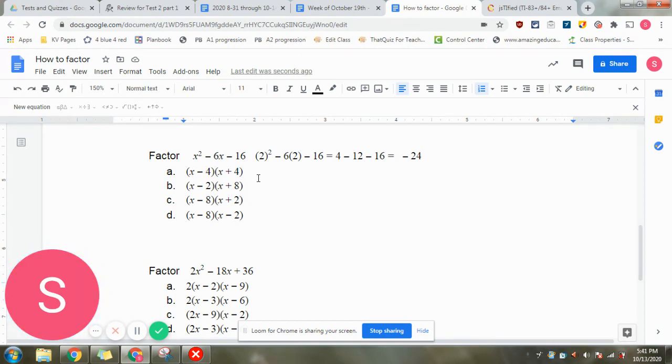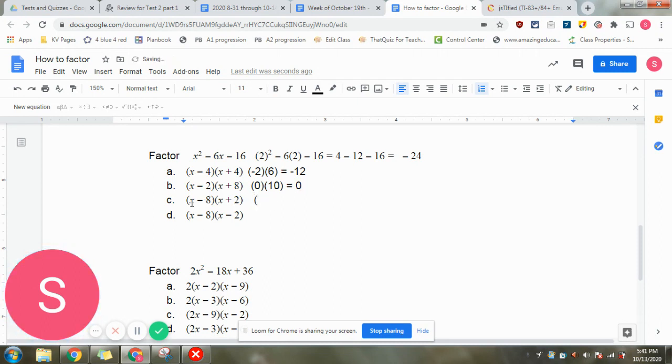Alright, so if we plug in 2 for x on option A, we're going to get 2 minus 4. So 2 minus 4 would be negative 2. And then here we're going to get 2 plus 4, which is 6. And negative 2 times 6 equals negative 12. So that isn't it. Alright, if we look at option B, if you plug in 2 for x on that first part, you're going to get 0. And then you'll get 10 for the second part. And this is going to equal 0. So that's not it.